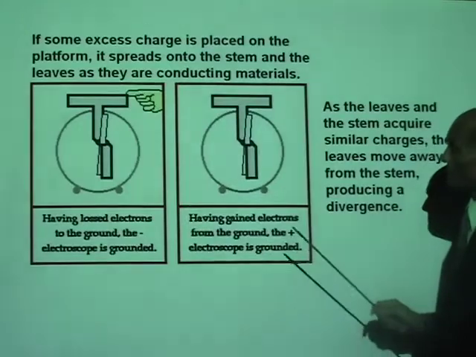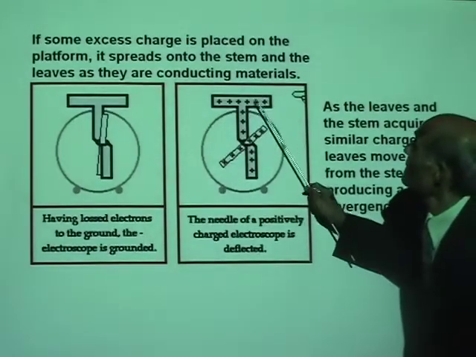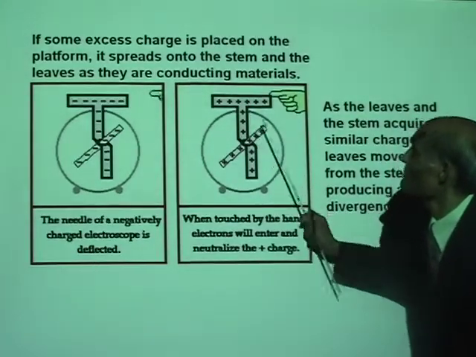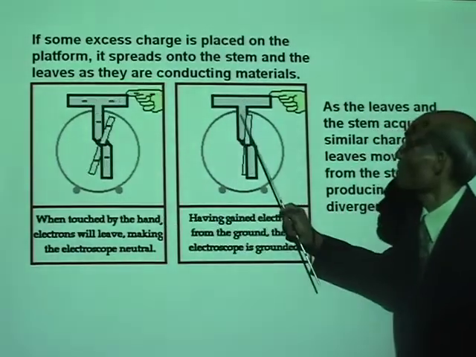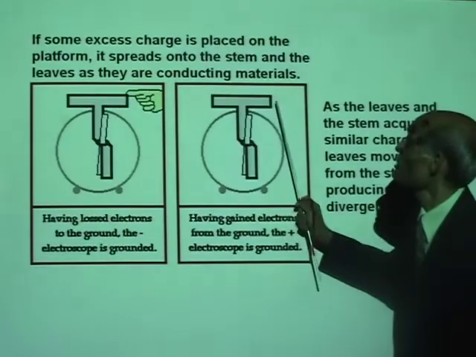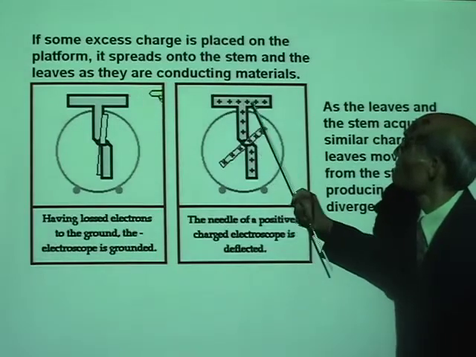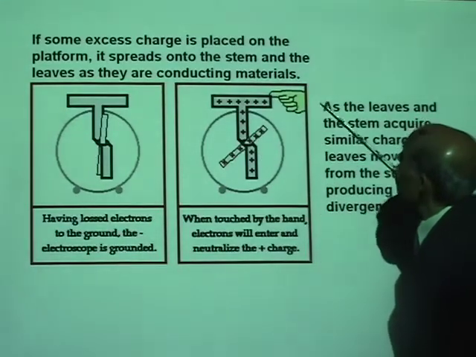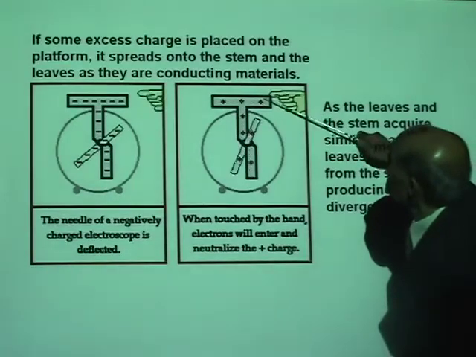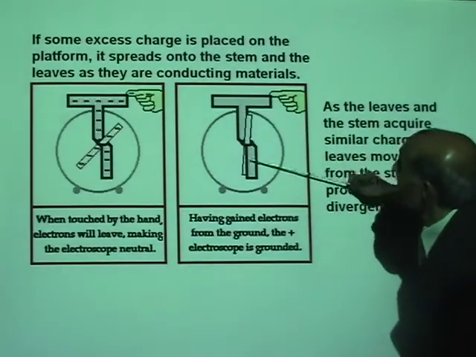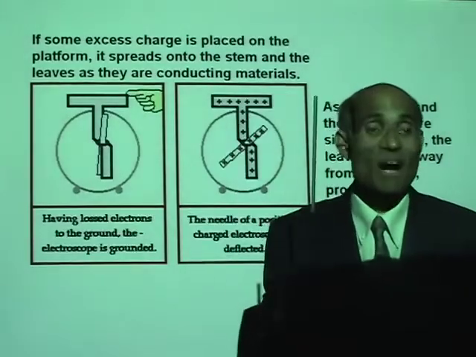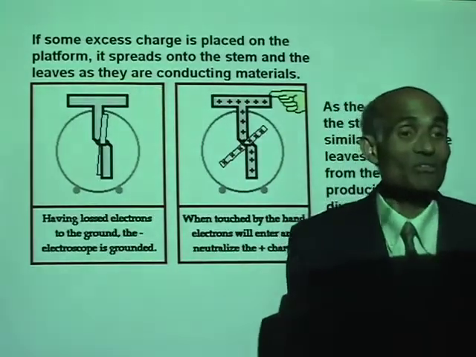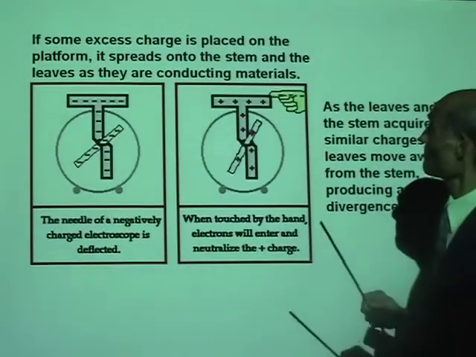Alright. And now here, this is positively charged. This is negatively charged and this is positively charged. Now when you touch a positively charged electroscope, what happens? Negative charges from the earth will come in and neutralize those positive charges, because motion is allowed only for the negative charges, not the positive charges.